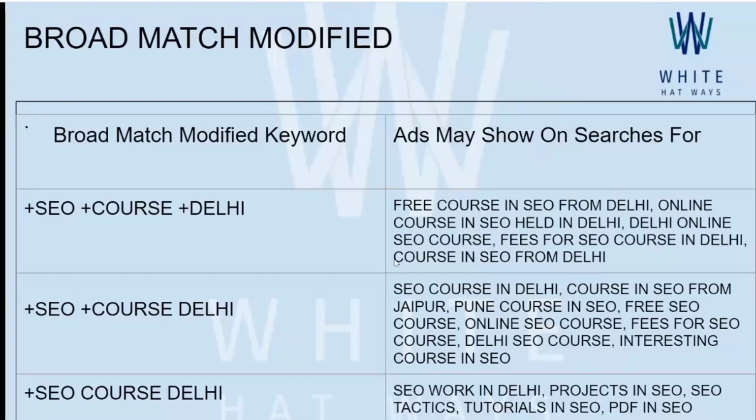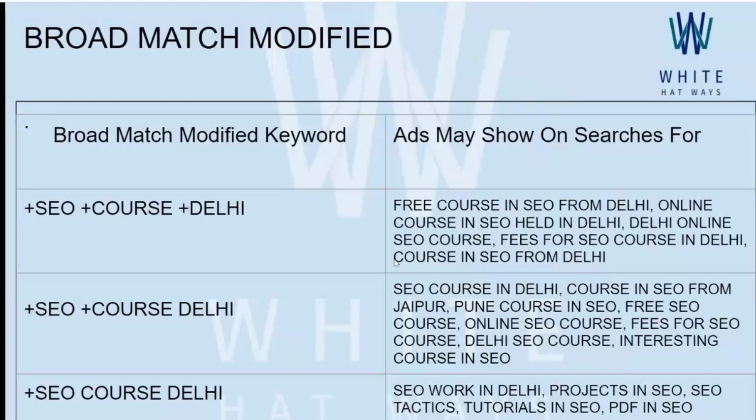Moving to the next example, which says plus SEO plus course, but there is no plus sign on Delhi. So what does that imply? That SEO and course have to be a part of the query, but Delhi is not important. Delhi is broad. So Delhi might be there, Delhi might not be there. Delhi might become Guwahati, Chandigarh, Manali, Pondicherry, whichever place.